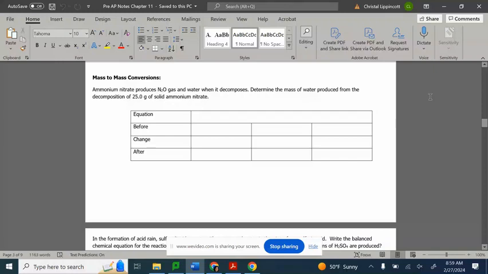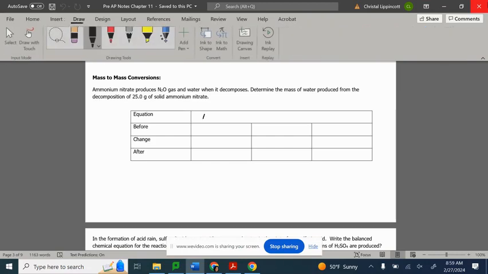Mass, maybe just one. We'll probably just do one, talk about that, and then we're going to move into something called limiting reactants. All right, so we have ammonium nitrate, which is going to produce N2O gas and water when it decomposes. So I've got ammonium nitrate here. I am going to produce N2O, and I'm going to produce water.